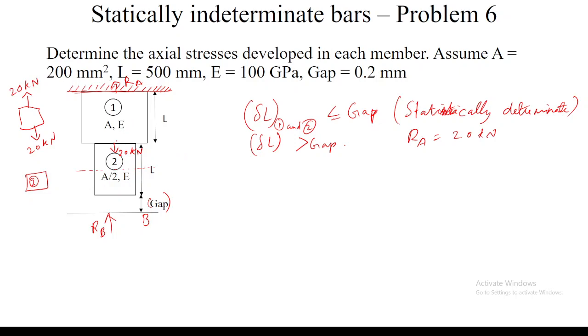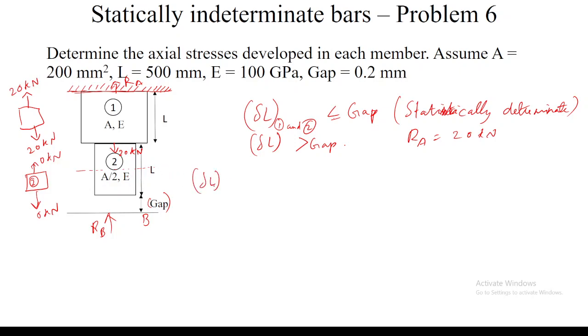So the first member is acted upon by a tensile load of 20 kilonewton, whereas the externally applied point axial load on the second member is 0 kilonewtons, because this 20 kilonewton is balanced by this reaction force, right? Yes, sir. So the force in member 2 is actually 0. Agree? Yes, sir. Is this clear to everyone? Yes, sir. Clear. Okay.